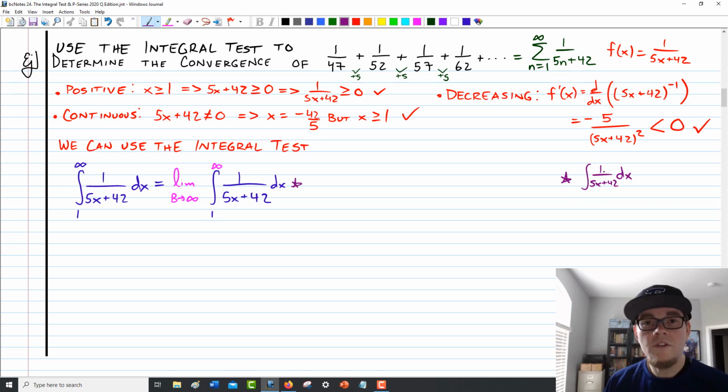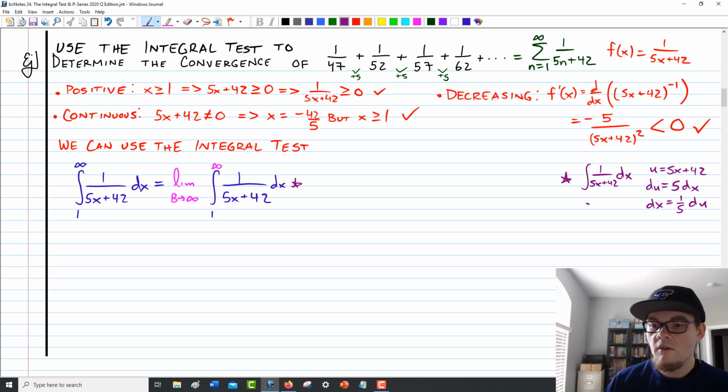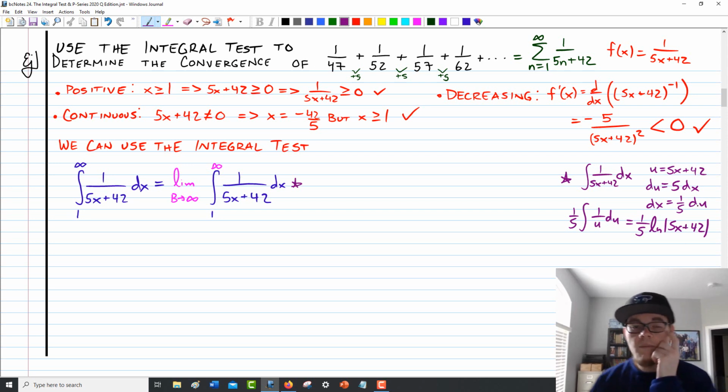Now I'm guessing many of you could do this in your head and get the 1/5 ln structure that's there, but just in case, because again, I have all the time in the world, we'll let u equal the denominator. Du will be 5 dx. That means dx will be 1/5 du. And that will give us the integral 1/5 1 over u du, which is going to lead us to 1/5 natural log of the absolute value of 5x plus 42. And of course there'd be a plus c, but since we're going to be doing this separately, we don't need to look at that.